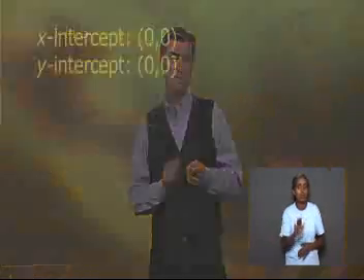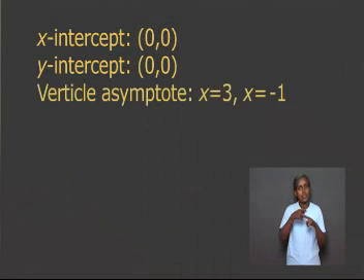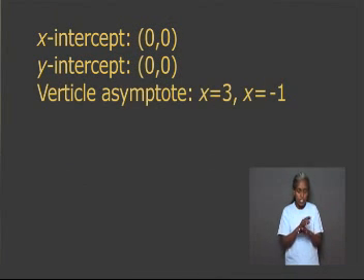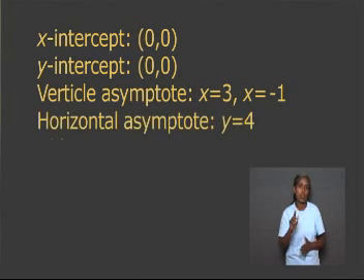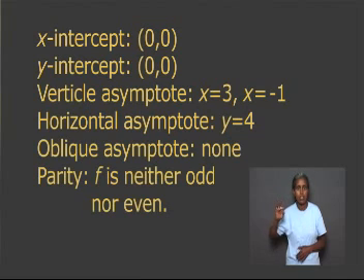The function cannot be reduced any further, so there will be no open holes on its graph. Its x-intercept is (0, 0), which is the same as its y-intercept. The function has vertical asymptotes at 3 and -1, and a horizontal asymptote at 4. There are no oblique asymptotes. The function is neither even nor odd.